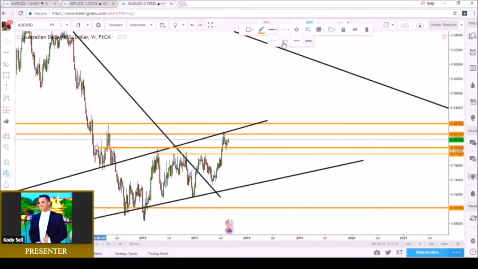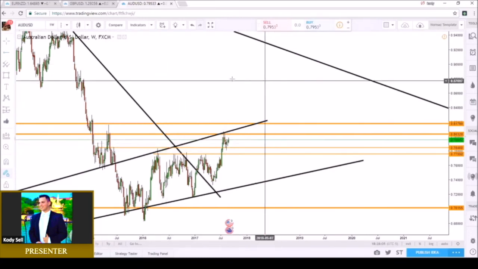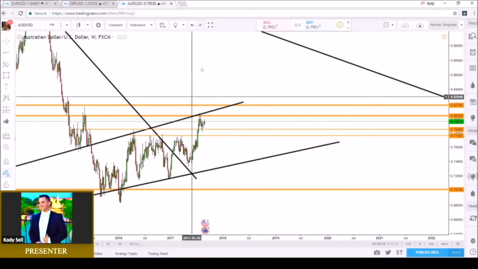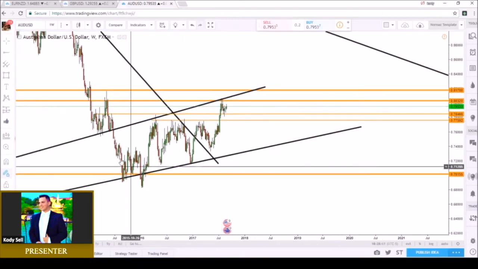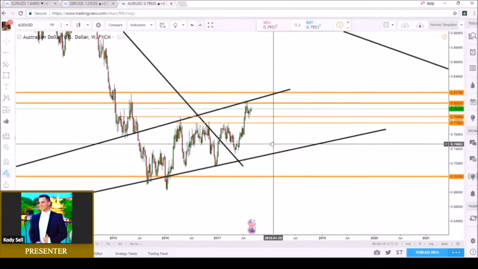Let's go ahead and decrease the thickness. Okay, so two major reaction points here on the weekly that I'm going to be looking at. And we've really trapped it. It's funny, because now that we're on the weekly, you guys can see how price has really been moving in this channel between these two major supports and resistances.